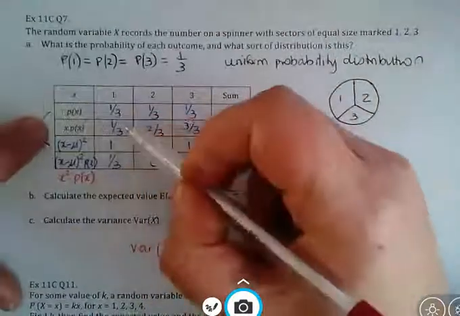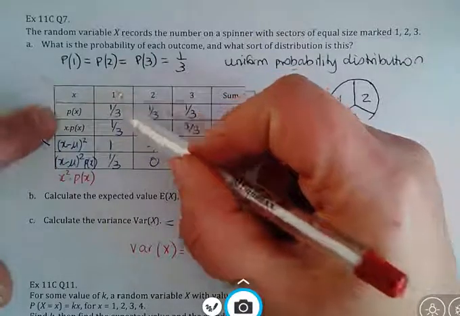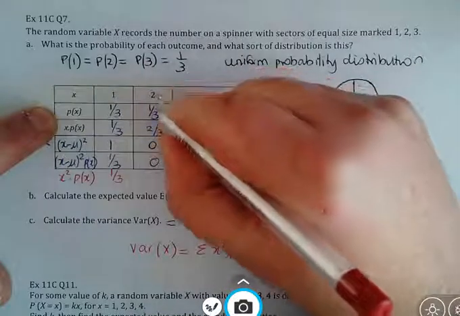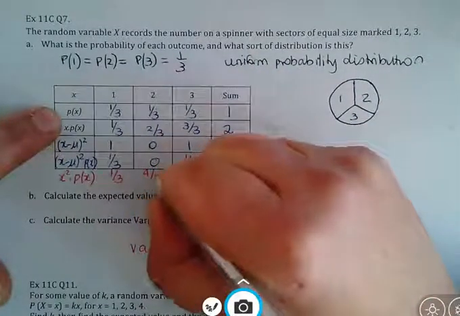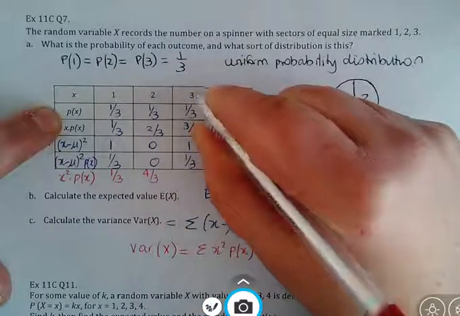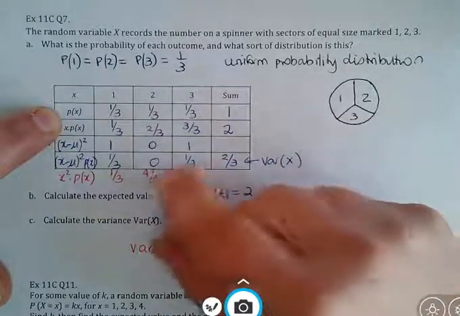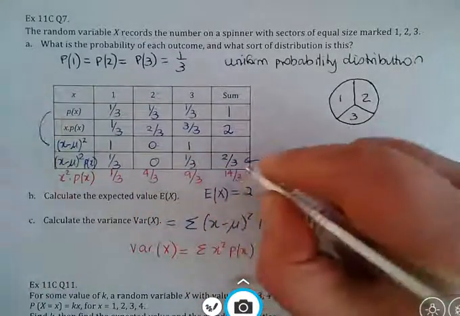So x squared p(x) is this squared times that. So you would get a third. 2 squared, which is 4, times a third is 4 on 3. And 3 squared is 9, times a third, which is 9 on 3.